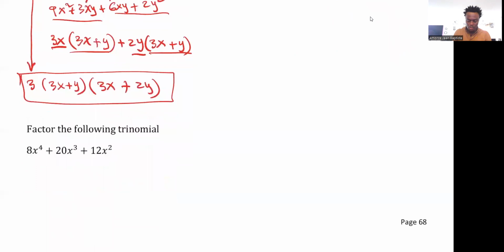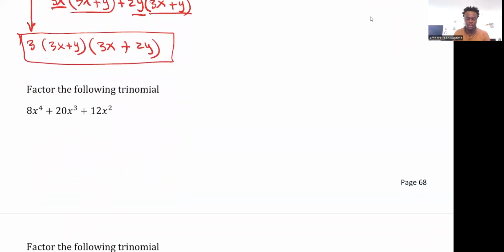Okay, let's see the next problem here. Factor the following trinomial. Look for GCF. You see any? I do. GCF equals... I know that 4 goes into that and that and that, and that's the largest factor they share in terms of coefficient. So 4. How about the variable? Yes, x squared goes in it.